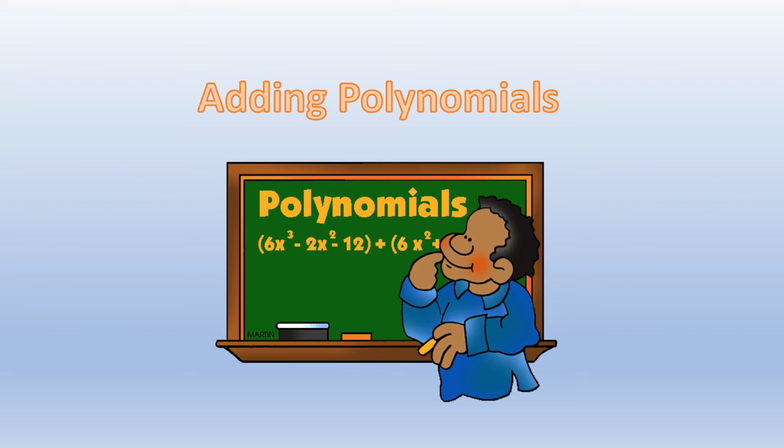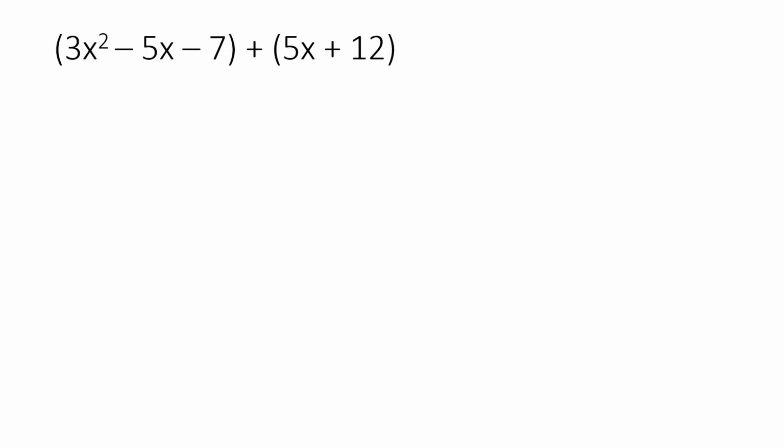Right, this morning we're going to talk about adding polynomials. So here we have a polynomial. We have a quadratic trinomial, quadratic because it has an x squared, trinomial because it has 3 terms. To that we are going to add a linear binomial, linear because it has an x, and binomial because it has 2 terms.